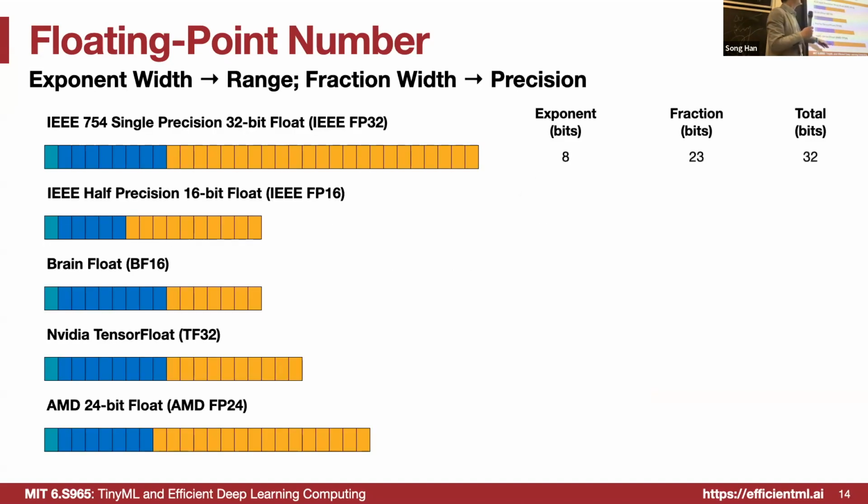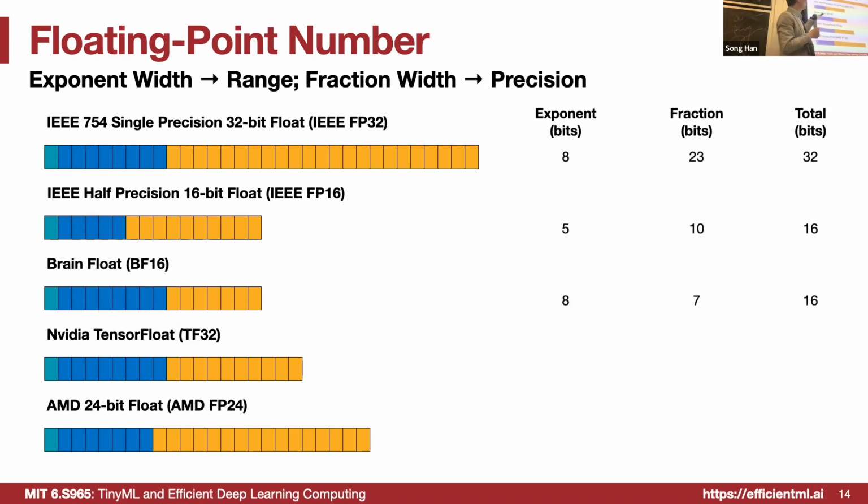So here is a whole family of different floating point number representations. They just have different bit widths for the exponent and for the fraction. The most popular is FP32, the IEEE FP32 standard representation, which has 8 bits for the exponent and 23 bits for the fraction, plus the sign bit, totally 32 bits. And the half precision is 16 bits, with 5 exponent bits and 10 fraction bits. You can see it has a shorter exponent and also a shorter fraction.